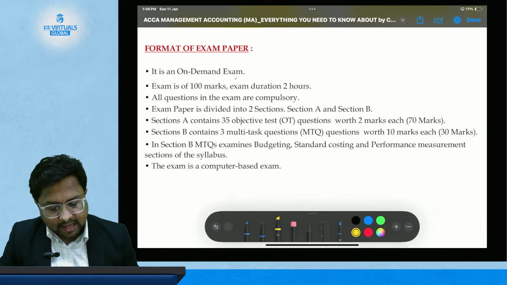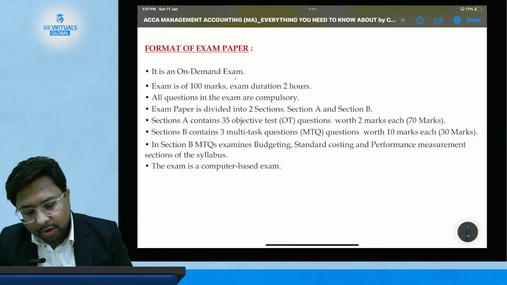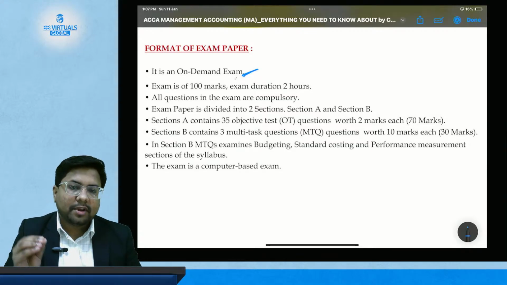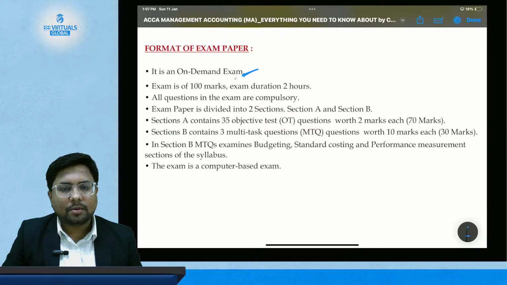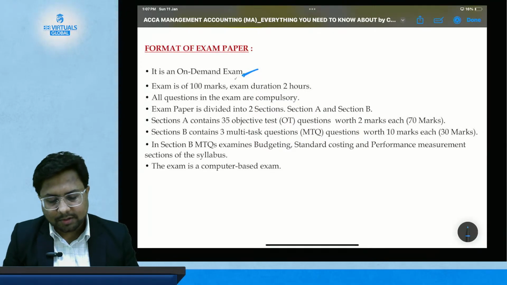Your ACCA MA paper, or you can say all the exams in your knowledge level, are on demand exams. They are all on demand exams, which means whenever you feel prepared, you can book your examination and appear within the week. If you feel you are prepared right now, you can book your exam and appear within a week.